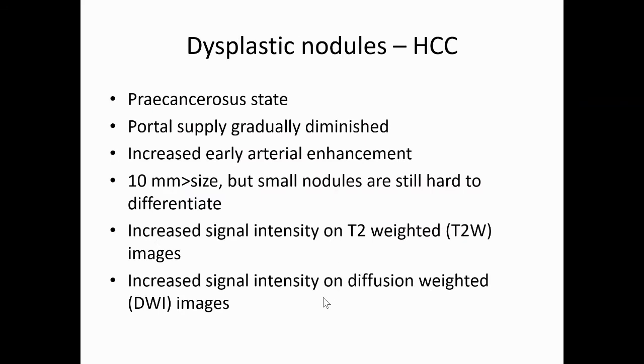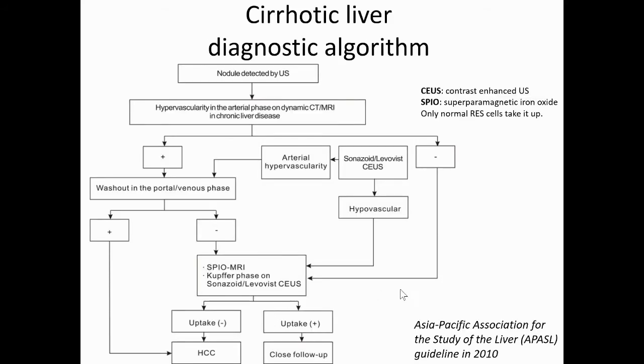So dysplastic nodules are precancerous. By definition, they are larger than regenerative nodules, and they are usually T2 bright. And since they are densely packed, because they are precancerous, then diffusion will be restricted, so they will show an increased signal on the DWI images.